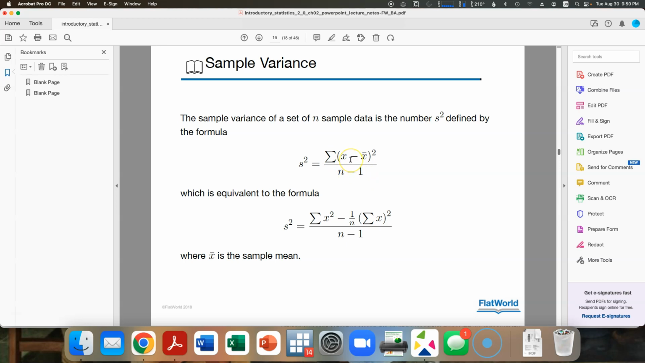Now, even though this second equation looks more complicated than this first equation, typically what we look at here is that it's essentially a shortcut formula. It wouldn't seem it, but it is. So again, what you're doing here is you're just substituting, again, each observation squared minus 1 over the number of observations, summing the observation squared, n minus 1.